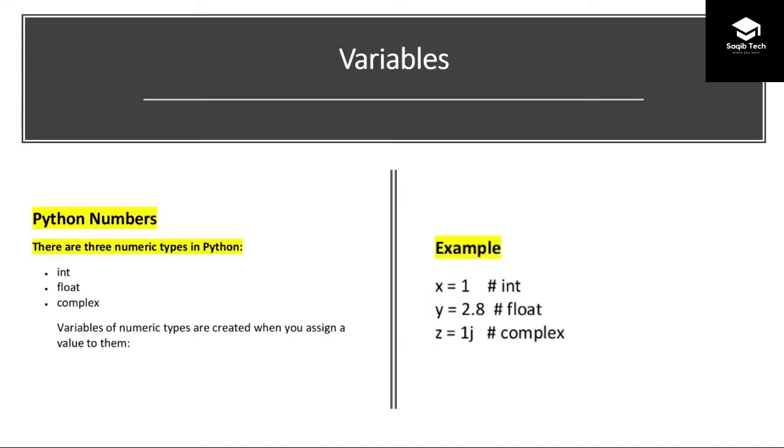Let's look at numbers. In Python there are three types of number. First of them is integer, second is float, and third one is complex number. Let's look at this example. It will make it clear that when we are storing exact values without any decimal points, it's called an integer value, like x is equal to 1.